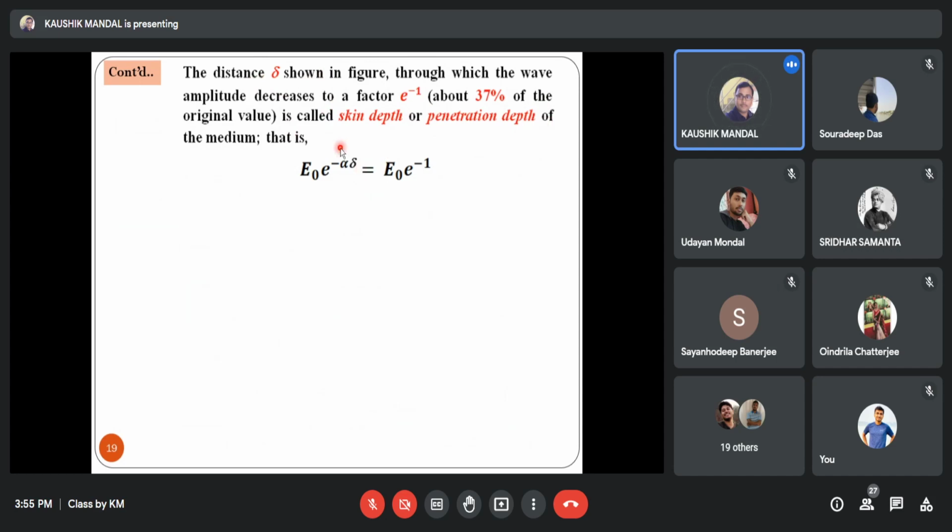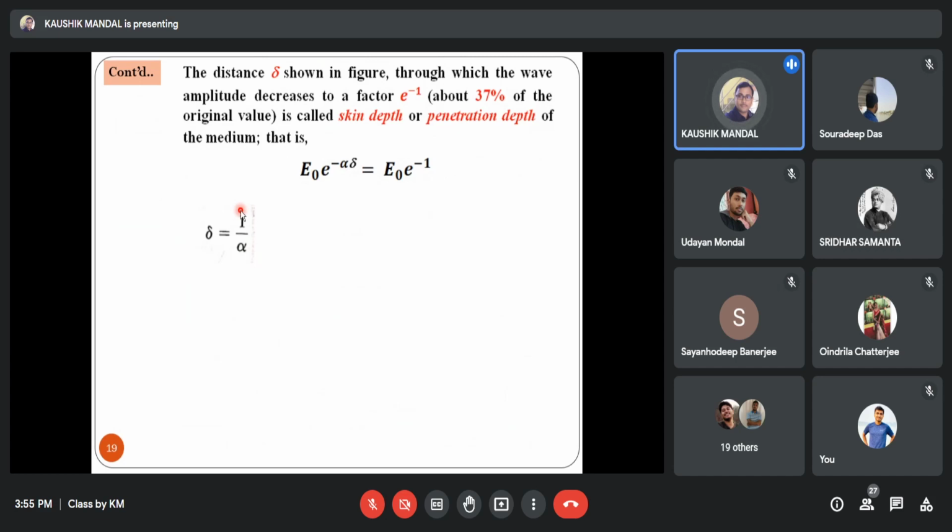If you start with the basic equation of the electric field, it becomes E0 into e to the power minus alpha delta, where in place of z we place delta. It decreases to E0 into e to the power minus 1. If you solve this equation, delta becomes 1 by alpha.